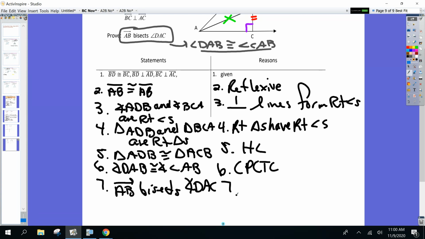How do you know they're being bisected? Quincy? Bisectors form congruent angles. That's fine. Bisectors form congruent angles. Or actually, what I'm going to do is write out what angles are congruent for me. What did you just prove in step 6? Angle DAB congruent to angle CAB. Or bisector cuts an angle into two congruent ones. Fine. Anything but just writing definition of a bisector.